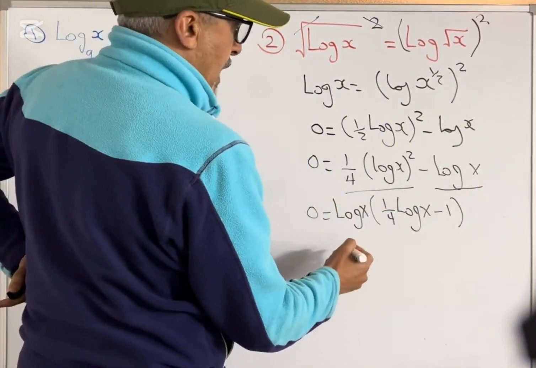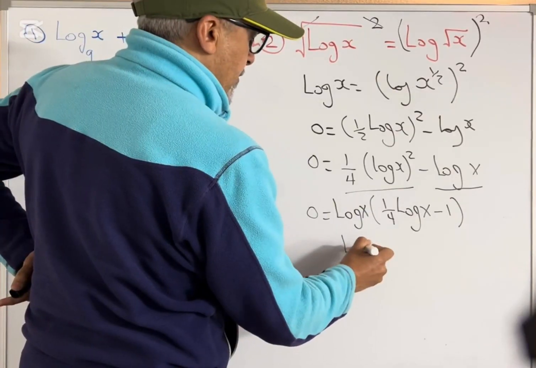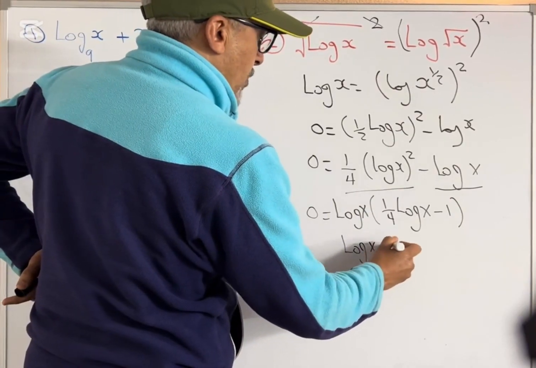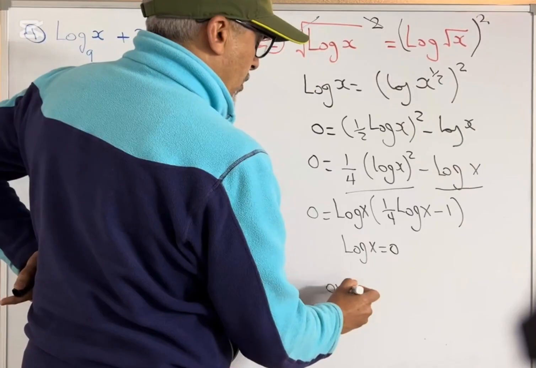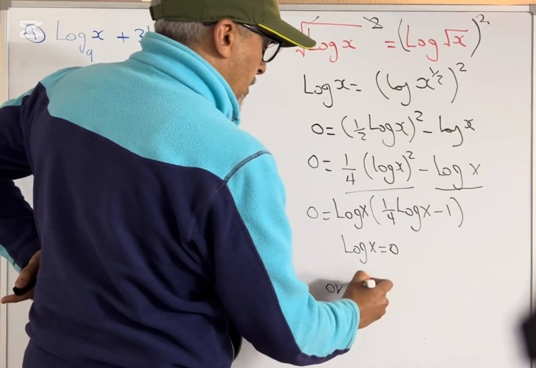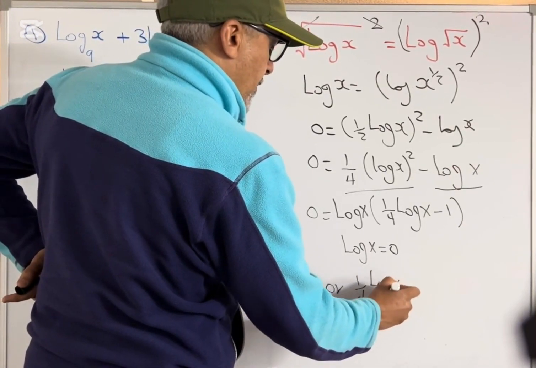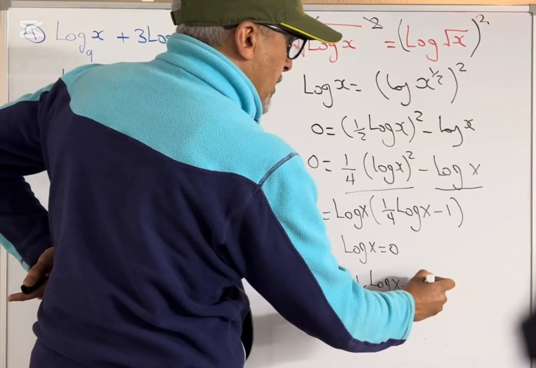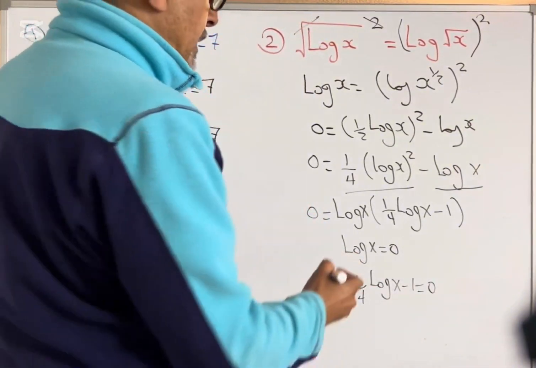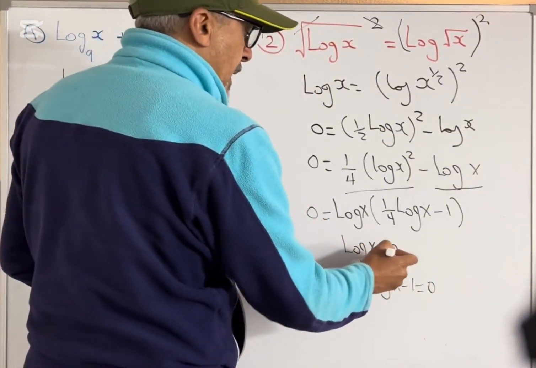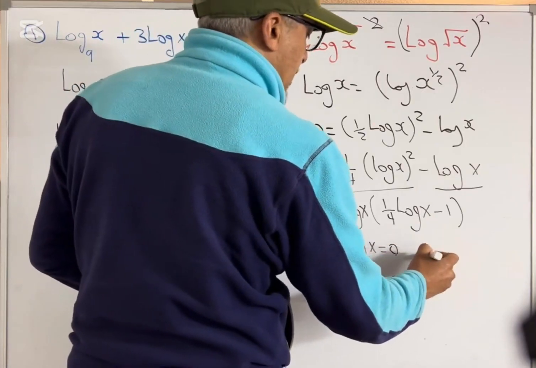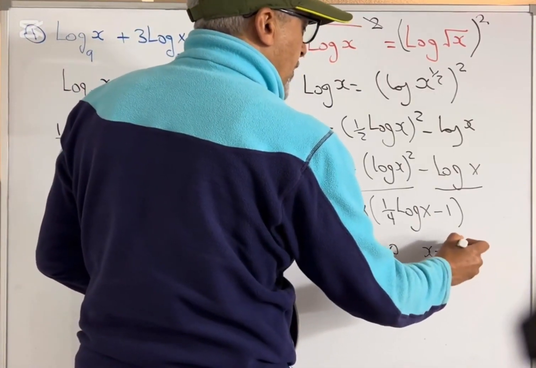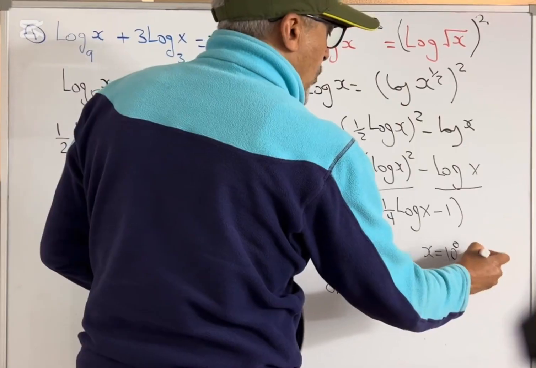So now it's either log x equals 0 or 1/4 log x minus 1 equals 0. Now this is easy. The base is 10 here. So 10 raised to the power of 0 equals x. So x equals 10 to the power of 0, which gives me 1.